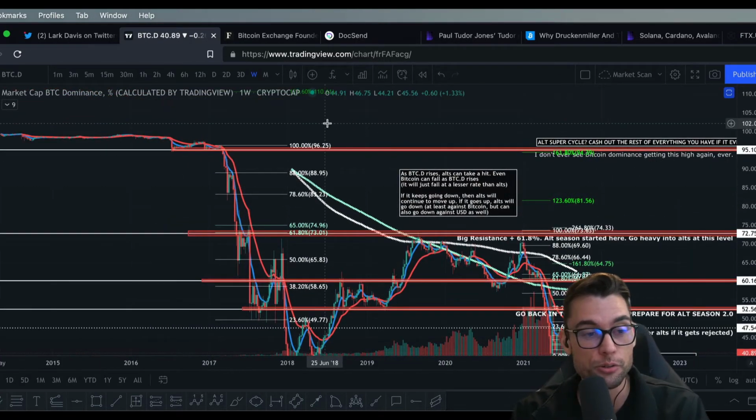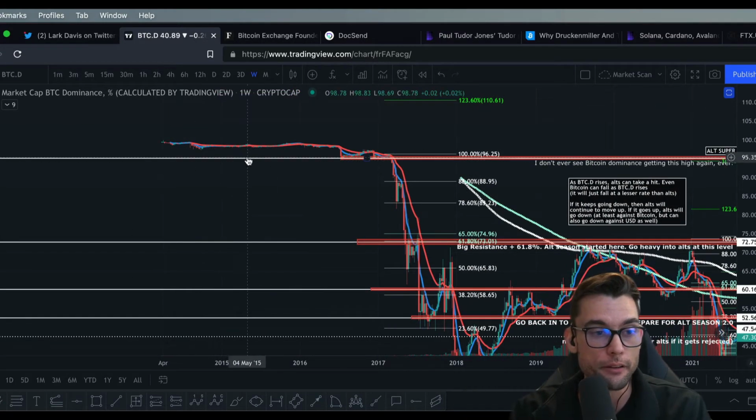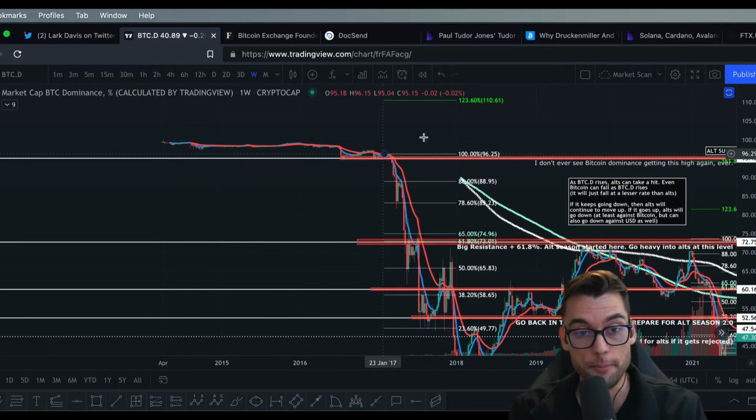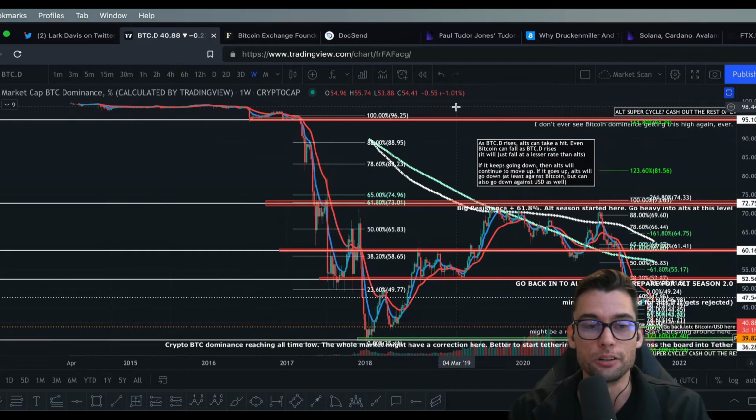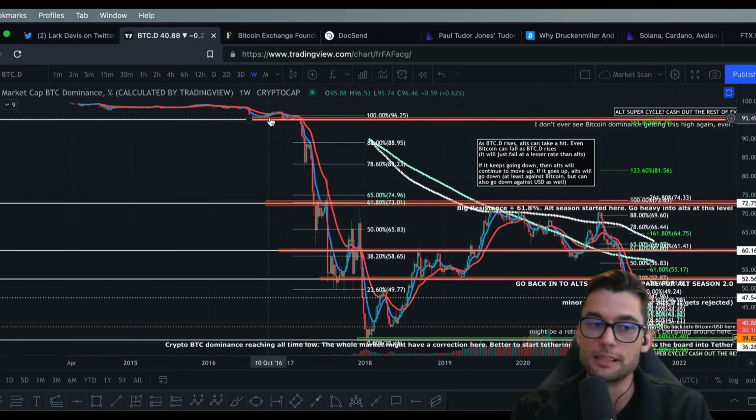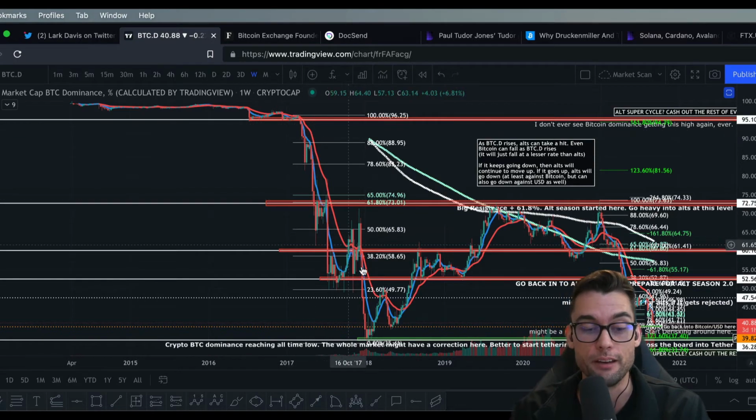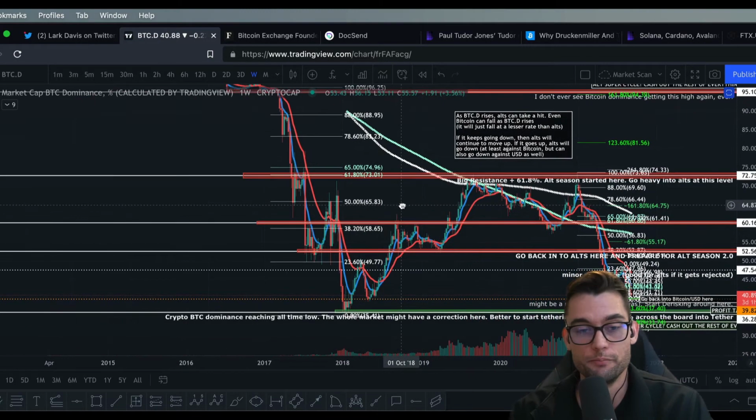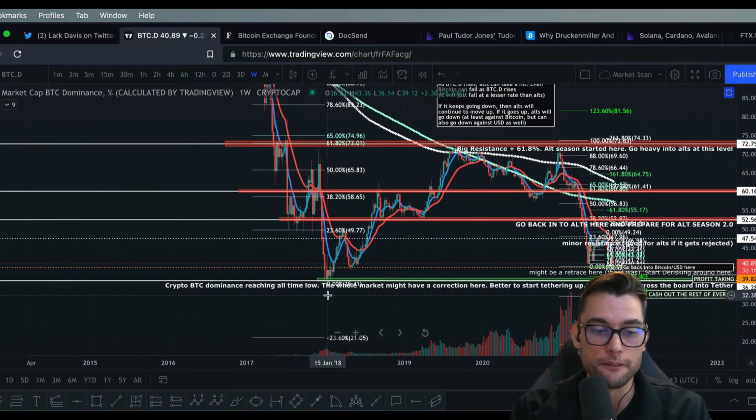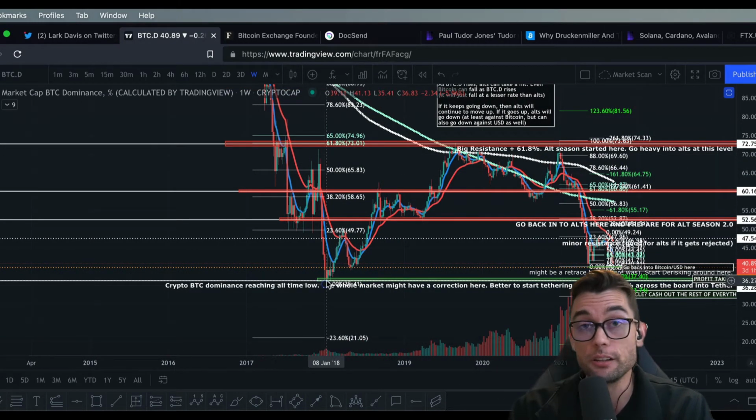Bitcoin dominance used to be very, very high all the way up here, right? Then, as altcoins started to gain popularity in 2016, it dropped slightly. And then in 2017, when the ICO boom came about, Bitcoin dominance started falling very heavily. Altcoins were the biggest thing ever. It fell from basically 100% all the way down to 36%.